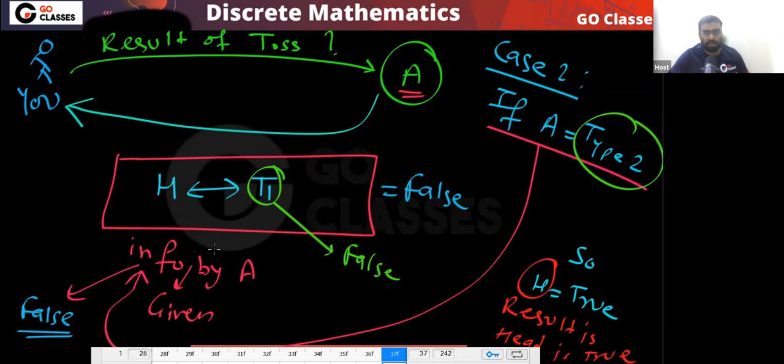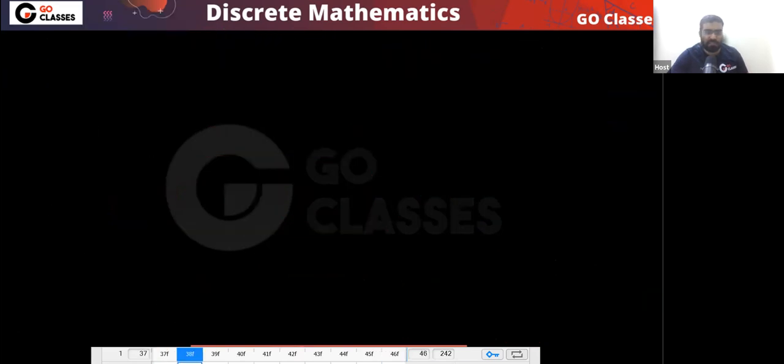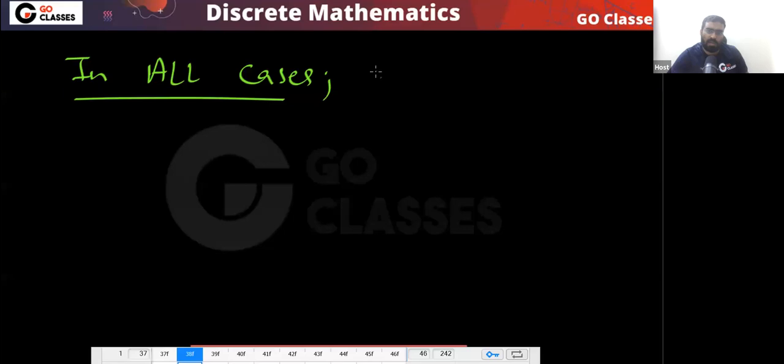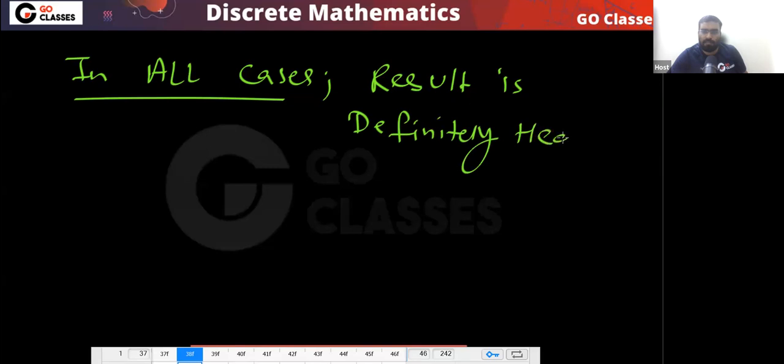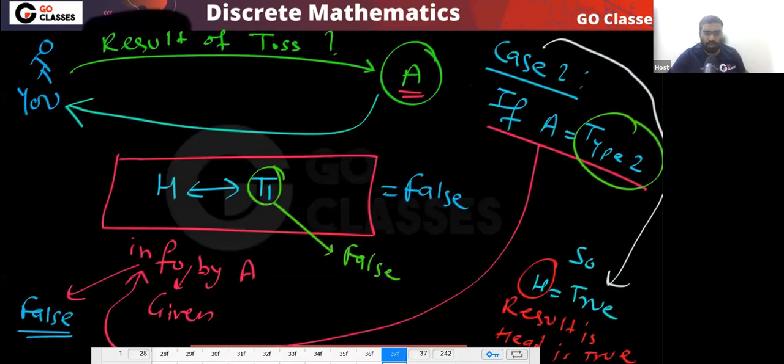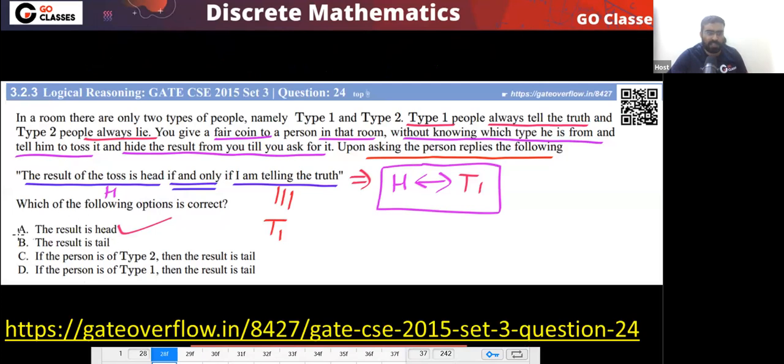So in case number one also, in case number two also, in both cases, what is happening? In both cases, result is head. So in all cases, result is definitely head. Is this clear? Whatever case you take, result is definitely head. So this is your answer. Finally, the answer will be the result is head.